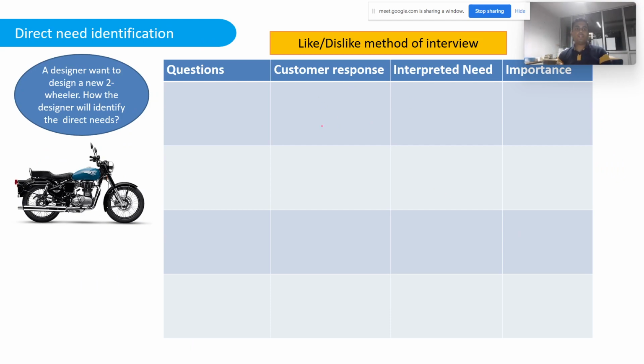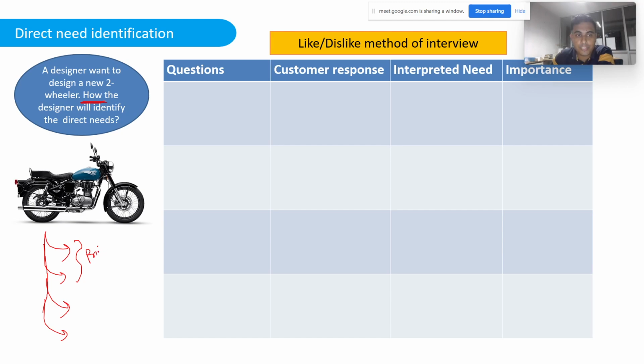Okay, so now the question comes: if a designer wants to design a new two-wheeler, how will the designer identify the direct needs? So the question is how. Basically there are different kinds of methods. Okay, do you know? You are asking for the methods by which we can find the direct needs, right? So we can do research, something like that.